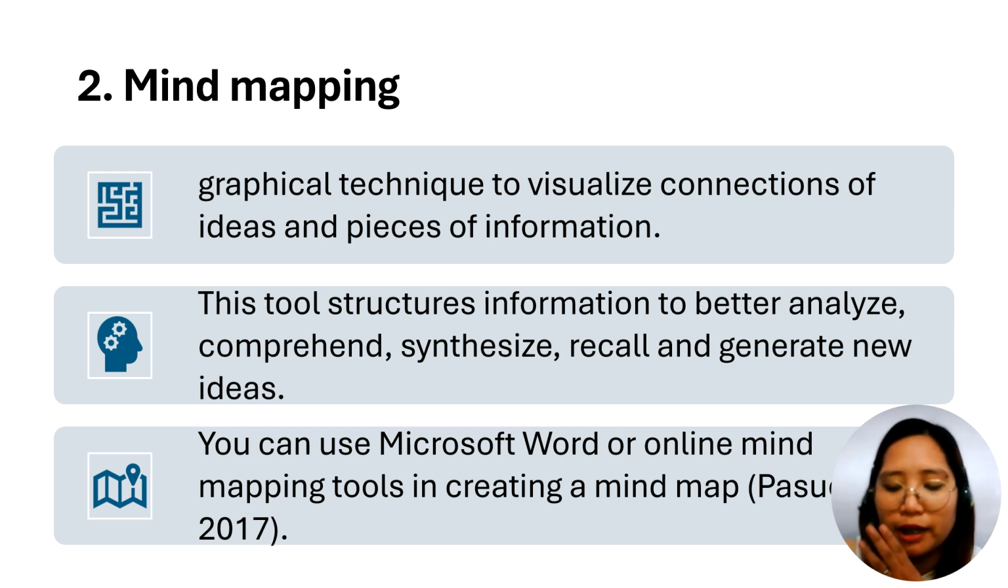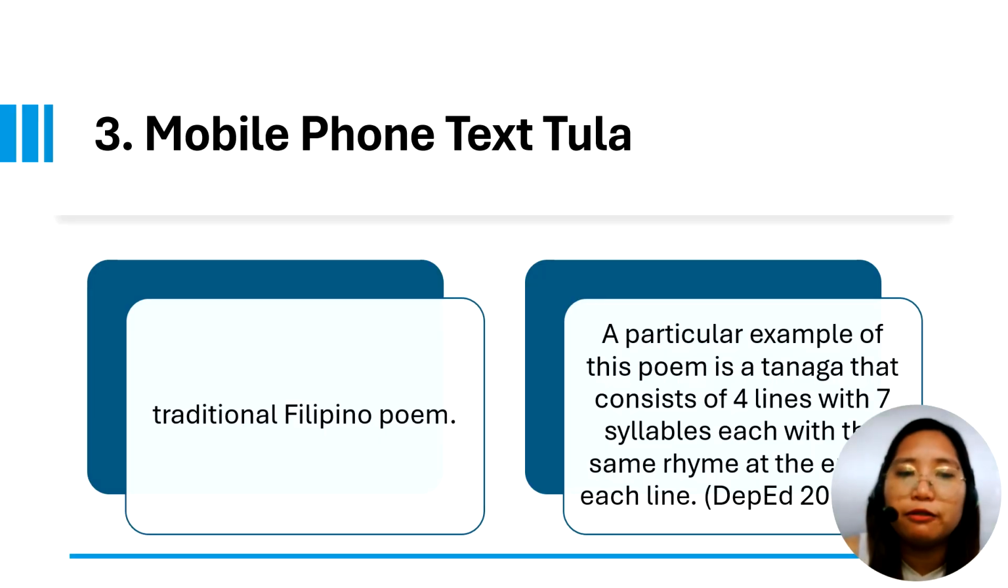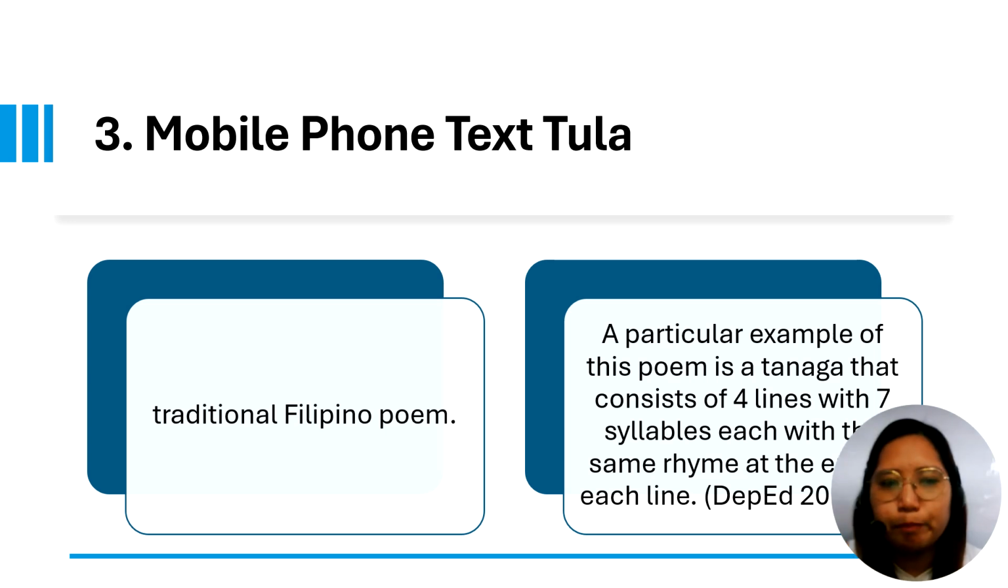So that's mind mapping. Next is mobile phone text tula. So when you say mobile phone text tula, it's a traditional Filipino poem. Again, traditional, so it uses the conventions of writing a poem in Filipino. So if there is a specific target number of syllables and lines in a stanza, then you have to follow. But the difference is that the tool that you're going to use to present that is through a text.